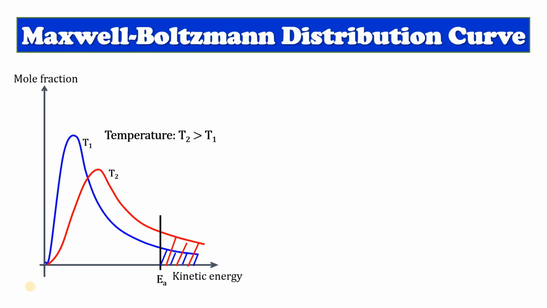So we look at the diagram. On the Y axis we have the mole fraction, and for the X axis we have kinetic energy. The red color refers to T2, the higher temperature, and the blue color T1 refers to the lower temperature.